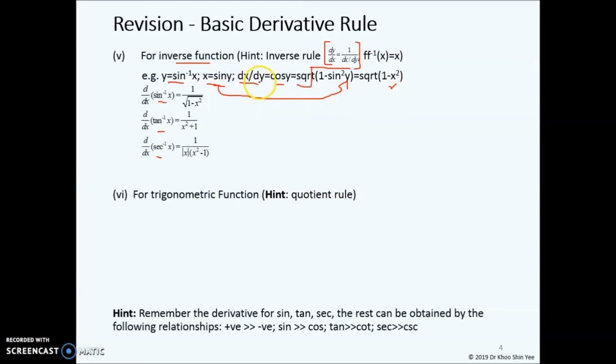This form is your dx over dy. You can substitute inside this formula, and you get dy over dx equal to 1 over the square root of 1 minus x squared, which is this. So we can apply this inverse function rule for all the differentiation, especially for inverse functions. As long as you remember the relationship, you can see that sine is related to cos, positive related to negative here. By doing that, these are the relationships.